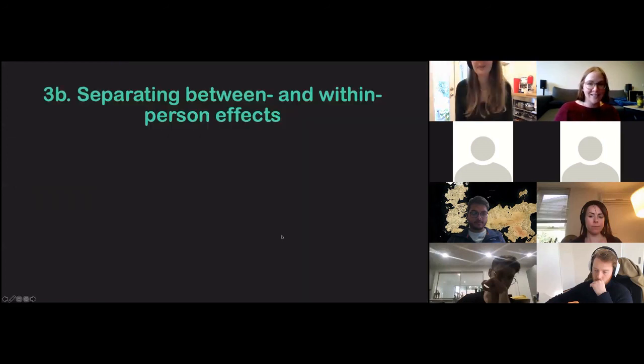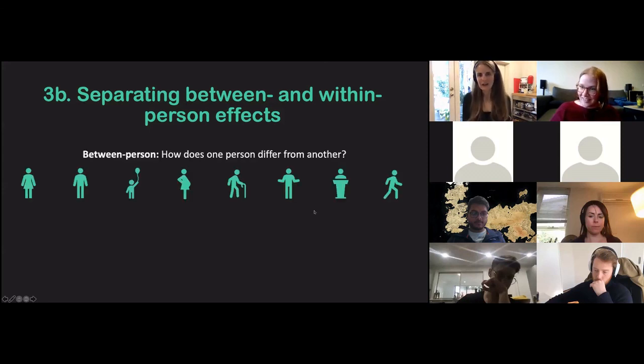The second part of this one is that we can separate between and within person effects. So let me explain what I mean here. When I say a between person effect, what I'm looking at is how one person is different from another person. And in psychology, this is often what we're studying. So for example, I might be looking at rumination and negative affect, and I might be able to conclude that someone who has higher levels of negative affect is also going to be more likely to ruminate. So I can make this sort of trait-trait association.